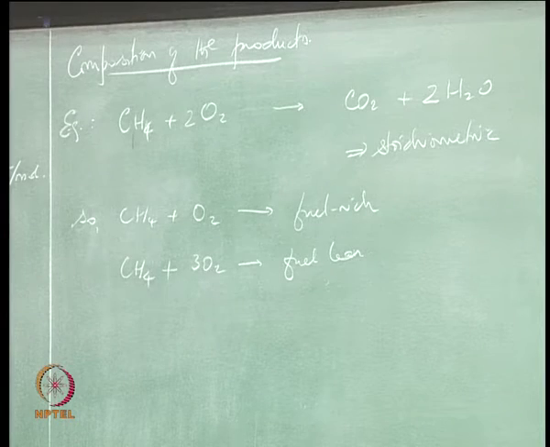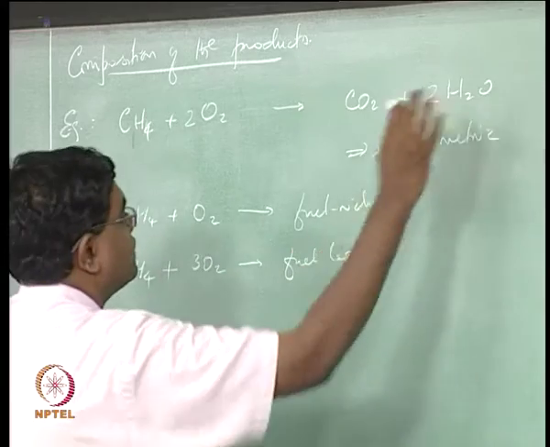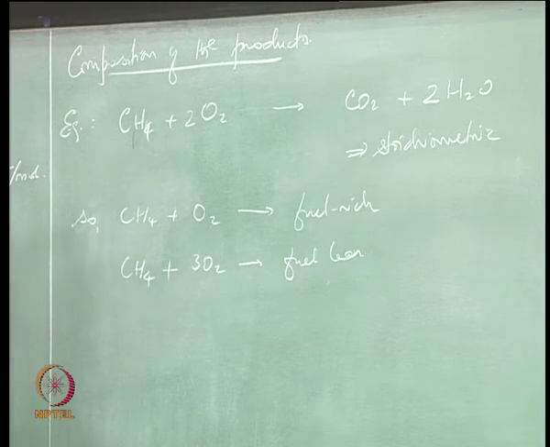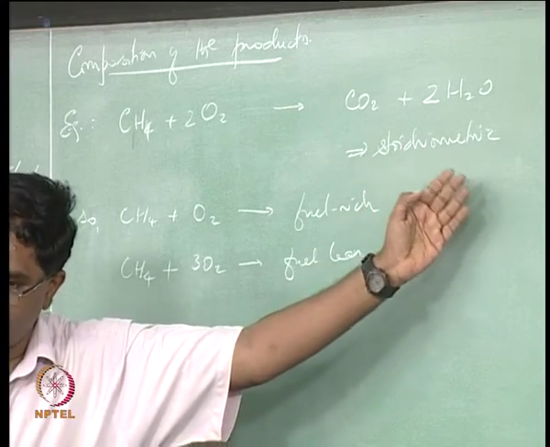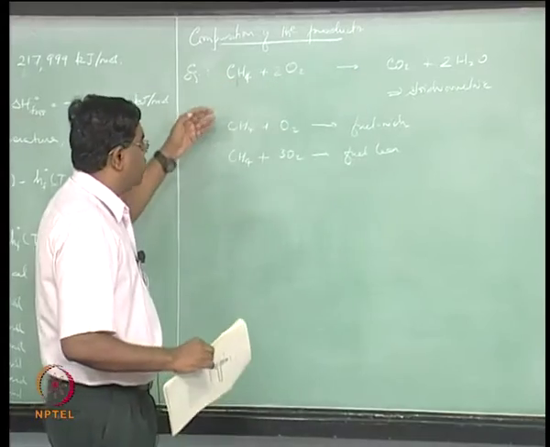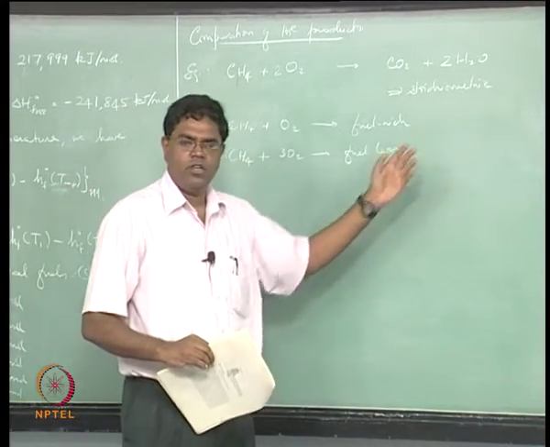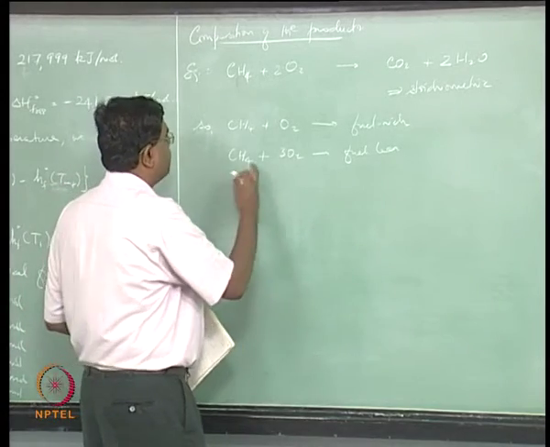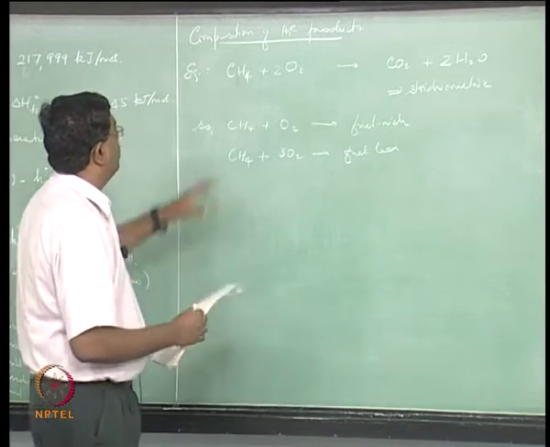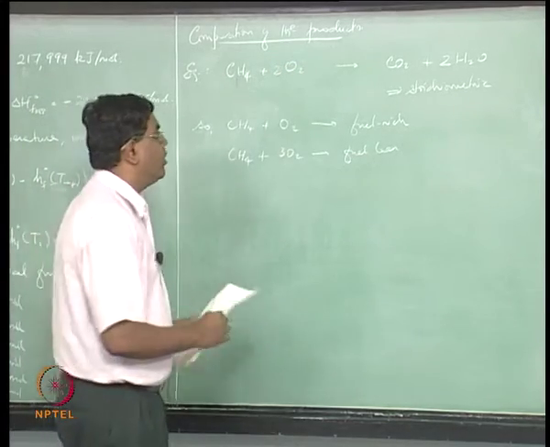And correspondingly, we should now be able to figure out some excess. In the case of fuel rich, we suspect that there must be some excess amount of methane remaining in the products. And in the case of fuel lean, there is some excess amount of oxygen remaining in the products. So for example, we now have CH4 plus 3 O2, whereas 1 mole of CH4 is going to consume only 2 moles of oxygen. There will be 1 mole that is excess.